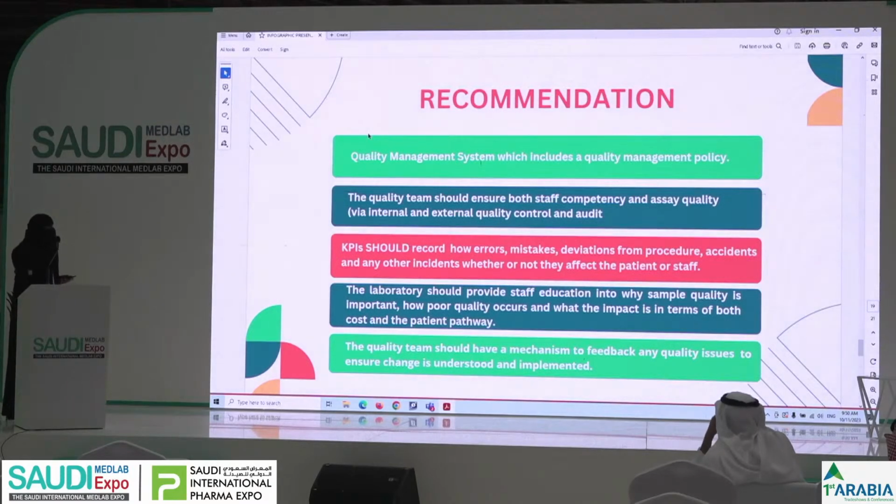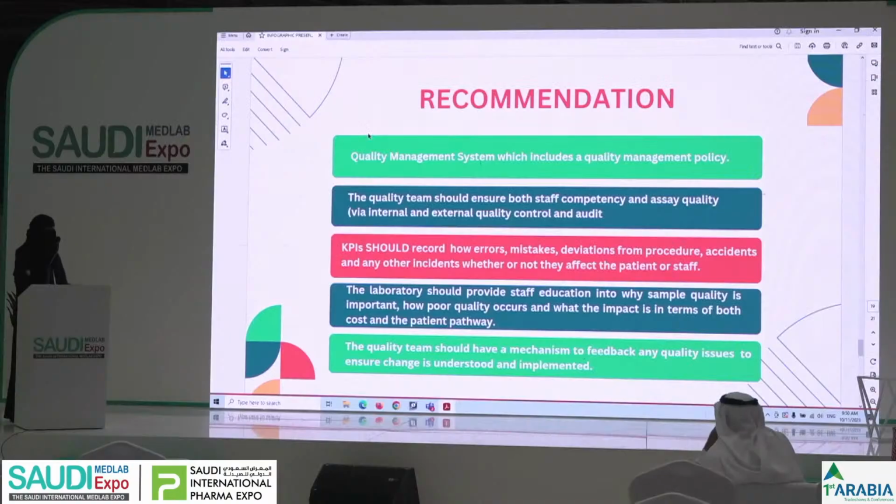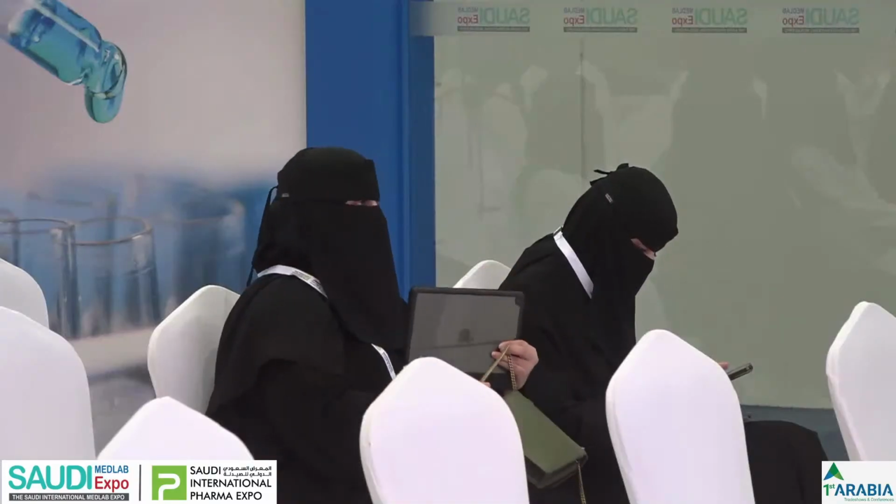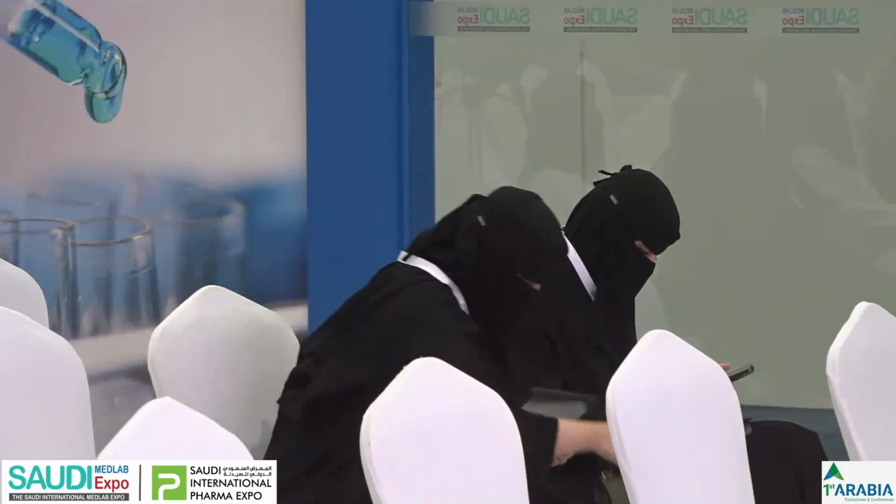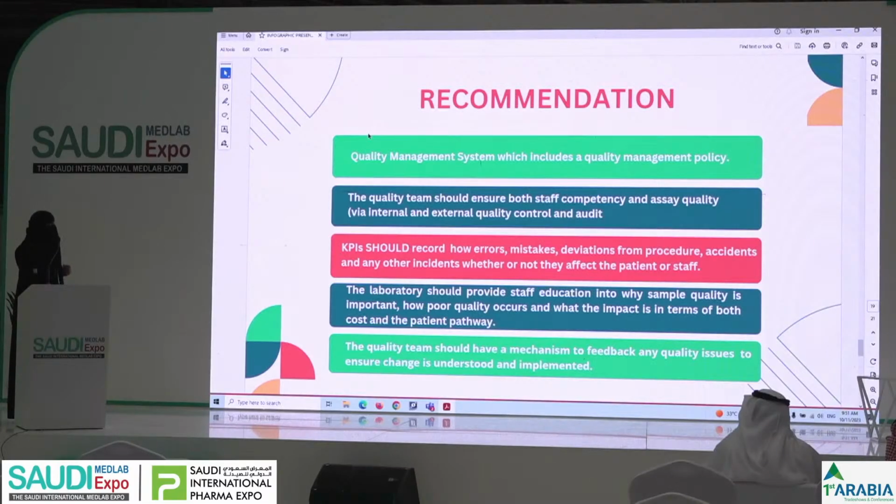So from all of these standards and the frequent issues we face as laboratory specialists or experts working in a clinical laboratory, the quality management system should be maintained, which includes a quality management policy. Each lab should create its own management policy to track all these issues periodically.